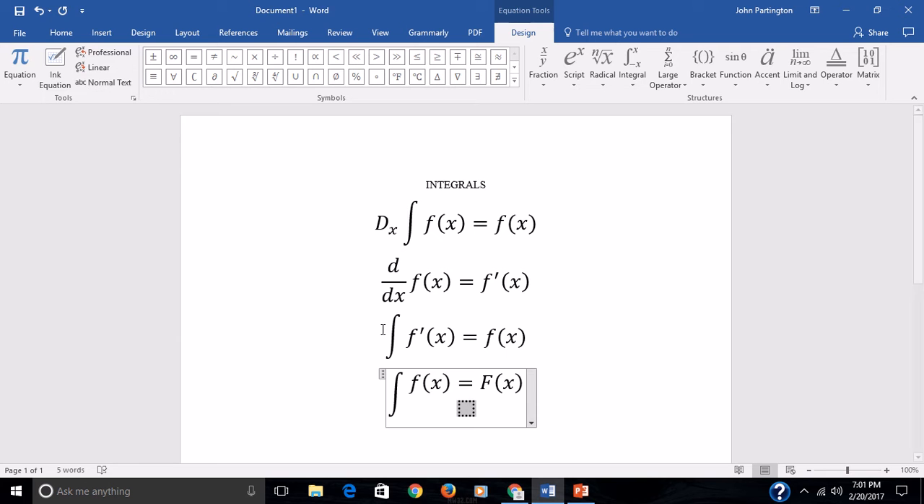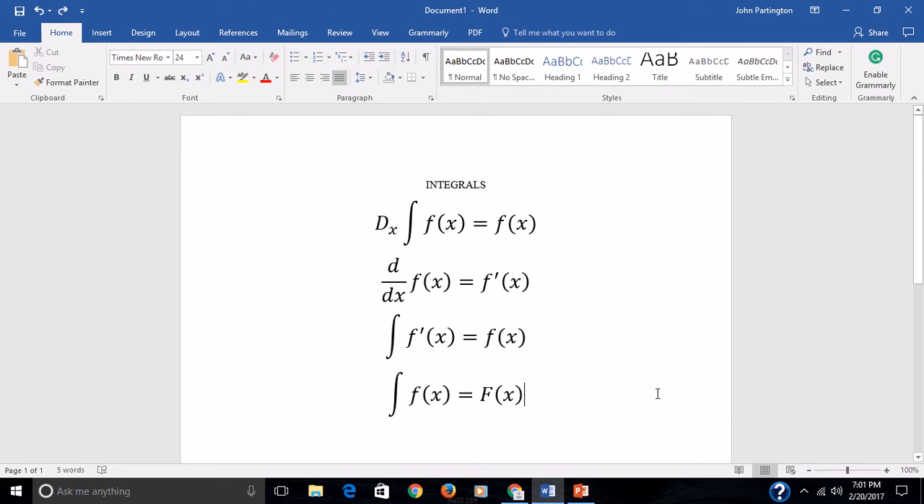Now, let's do some examples here. Oh, what did I just do? Okay, let's do some examples here.